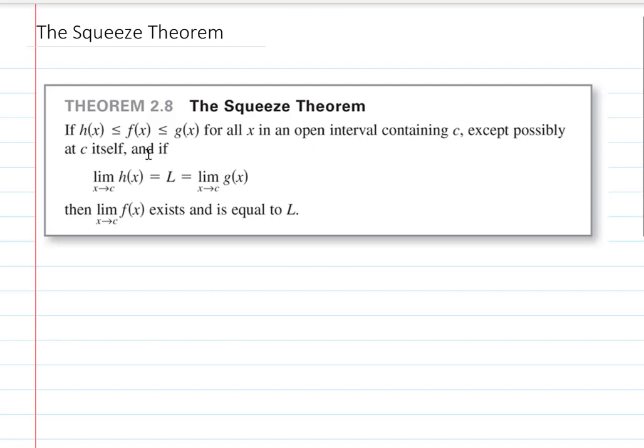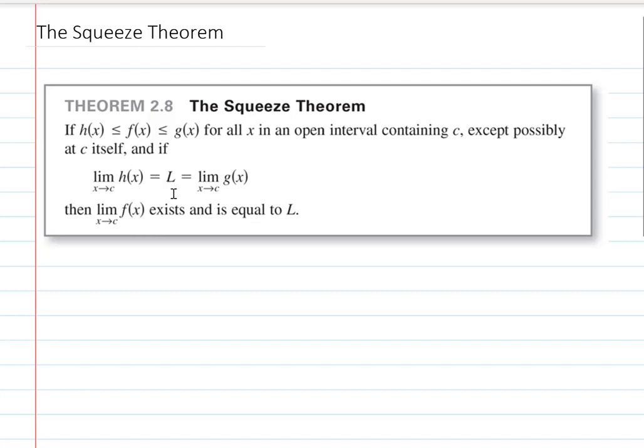And if the limit of h of x, which is the smaller function there, as x goes to c is equal to L, and the limit of g of x, which is the bigger function here, as x goes to c is also equal to L, then that means that the one in the middle, f of x, the limit of f of x as x goes to c exists, not only exists, but is also equal to L.